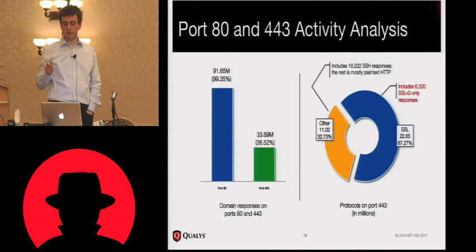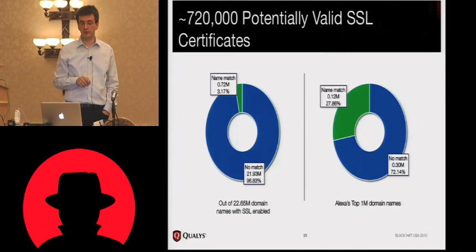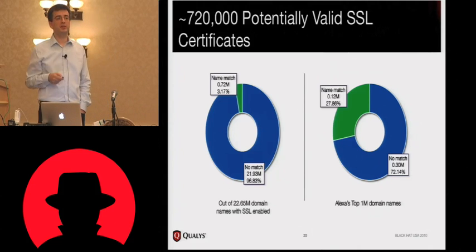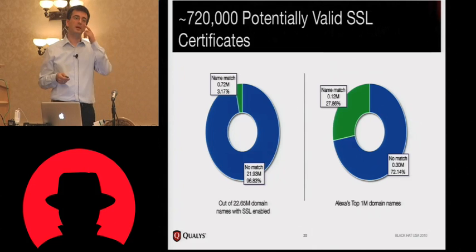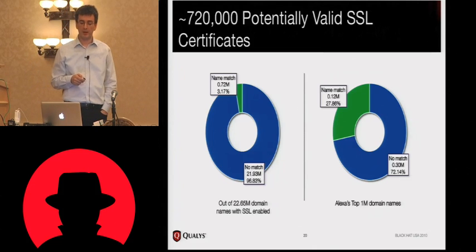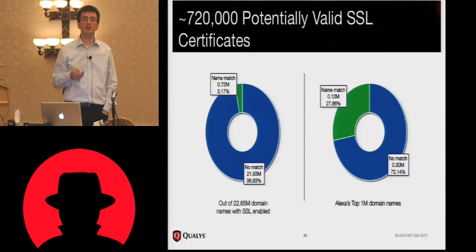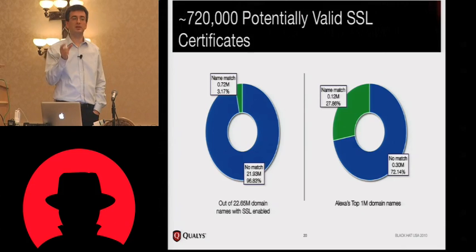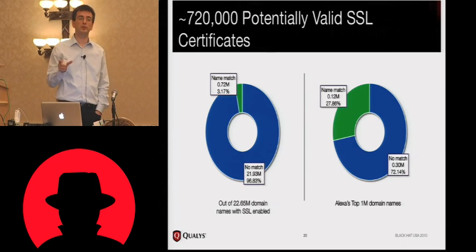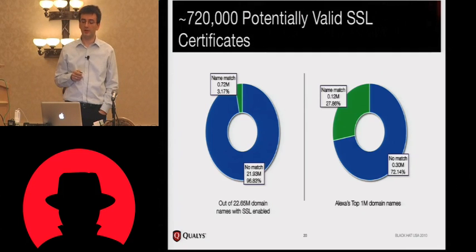Anyway, drilling down into the 22 million SSL servers, we then extracted all the certificate names and compared the names, and we found that there are about 720,000 certificates where the names matched. And this is the data sample that's actually very useful to us and that we wanted to keep and use in the second phase of our study.